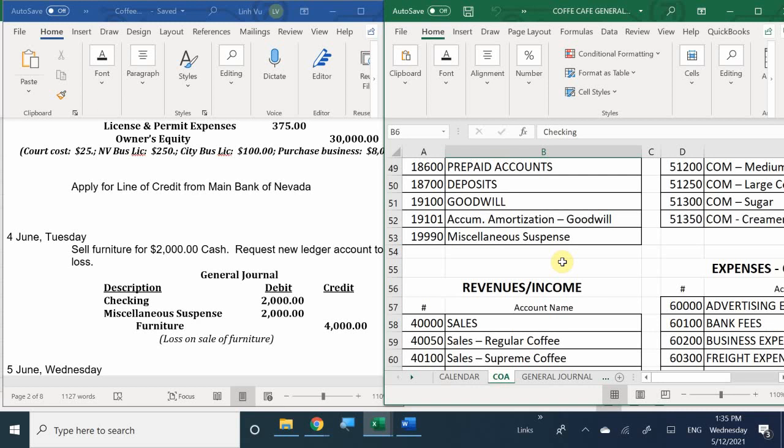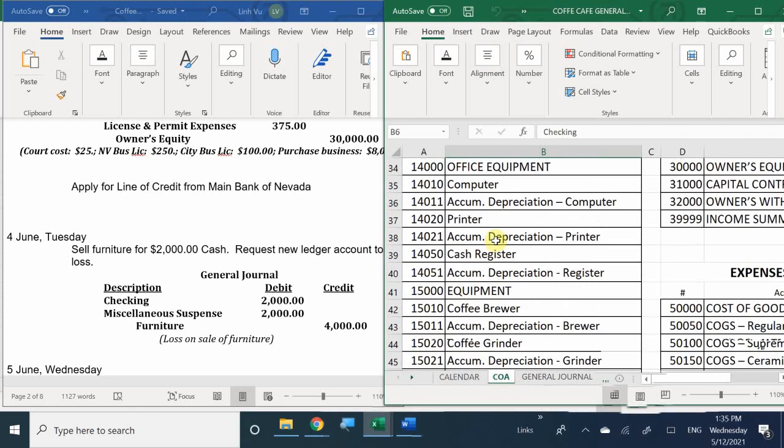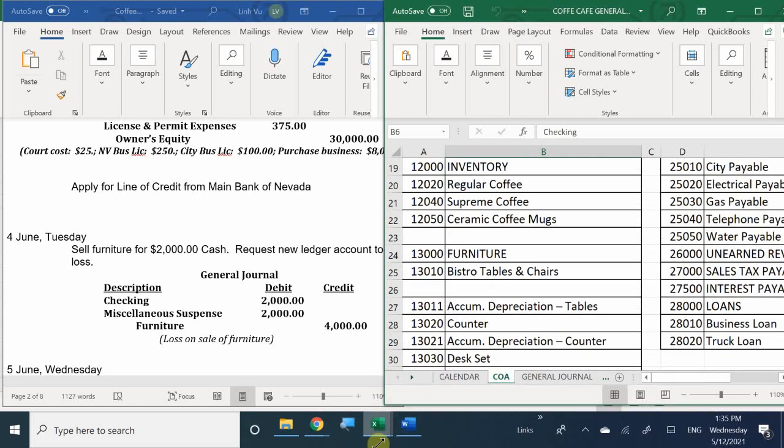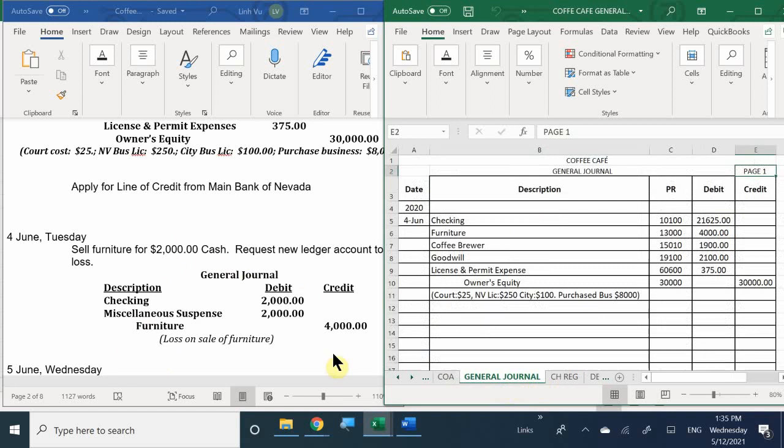Suspense. All right. So here, suspense. And the last thing, we're getting rid of our furniture. So therefore, we need to zero out the furniture because we're getting rid of all of it. Okay, that's the assumption here. So let's go ahead and properly journalize our transaction just as it follows in this scenario.